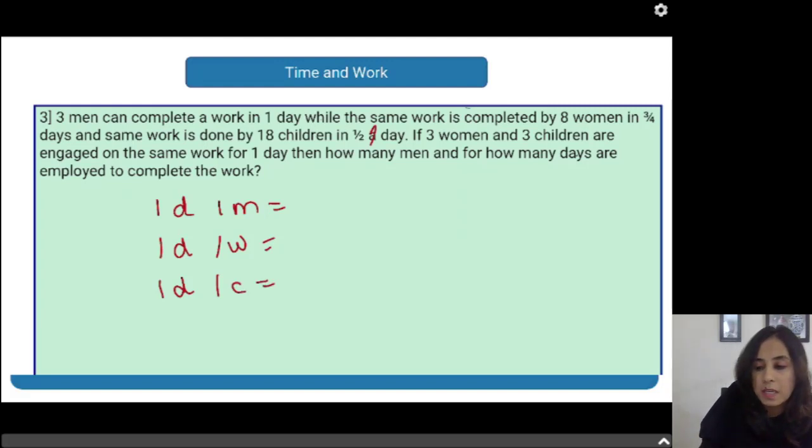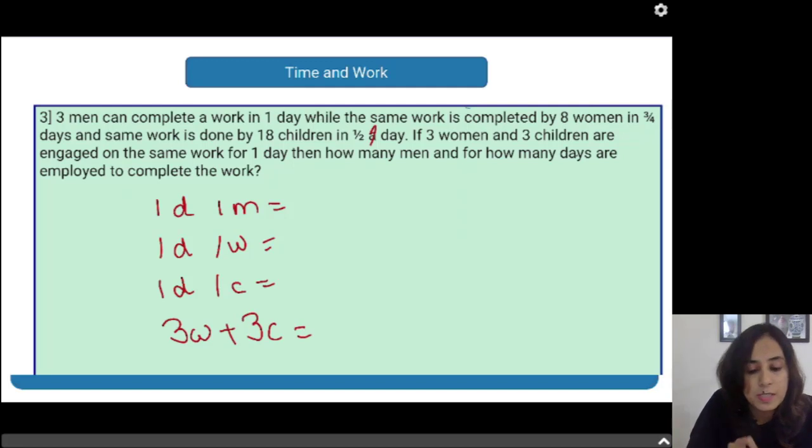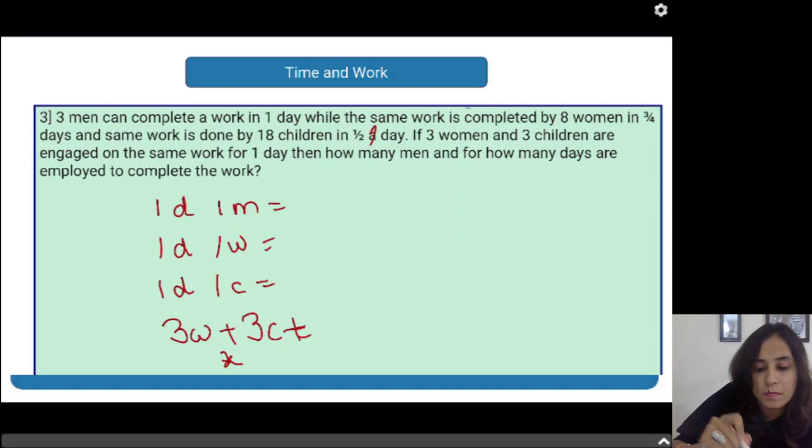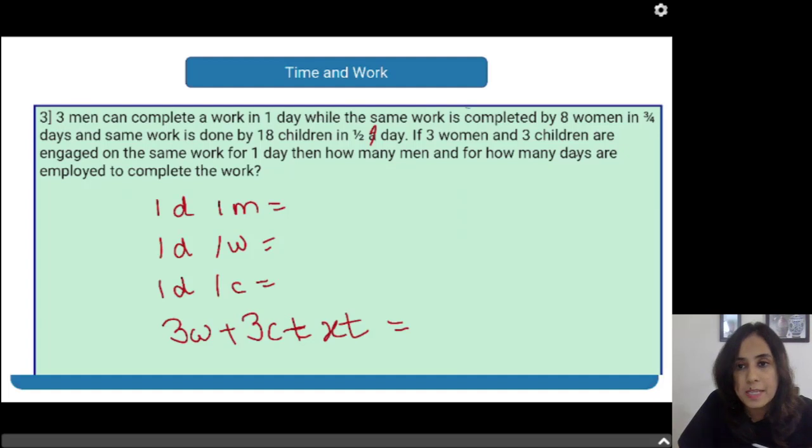Now we are given that 3 women and 3 children are engaged for 1 day. So find out how much is the job which is done by 3 women and 3 children, and also assume that there are X men who are also doing that job. So total we have X men and they are working for T days. Assume this value of T as the number of days that these men are working, and all this should be equal to 1. Then find out the value of X and T.